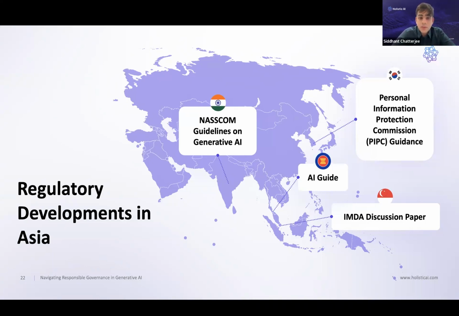Developed by NASSCOM, a quasi-governmental organization, the guidelines for generative AI in India have been developed through extensive stakeholder consultation and provide non-binding normative requirements for developers, researchers, and users of such models to ensure safety in usage through a focus on transparency, accountability, risk management, and explainability. And with this, we end our regulatory overview.